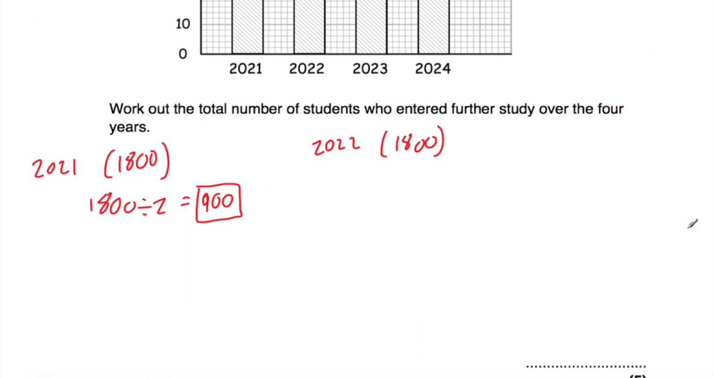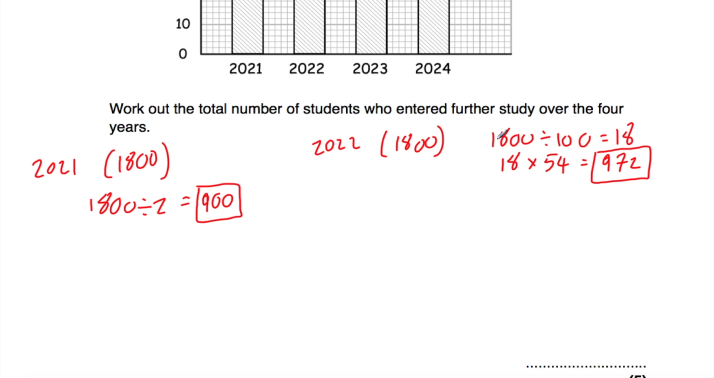So 54% of 1,800. We could take our 1,800, divide by 100 to find 1%, that's equal to 18, and then take our 18 and multiply by 54, and that'll tell us 54%. So 18 multiplied by 54 is equal to 972 students. So 972 students went into further study in 2022.